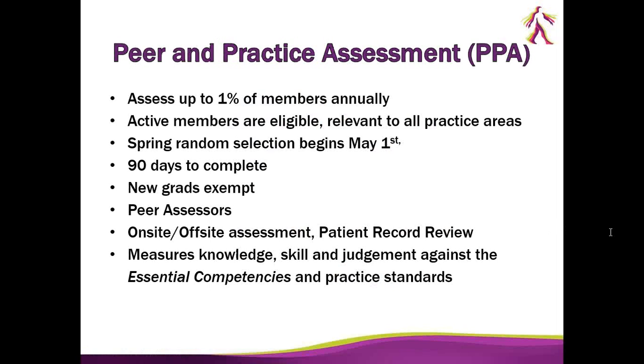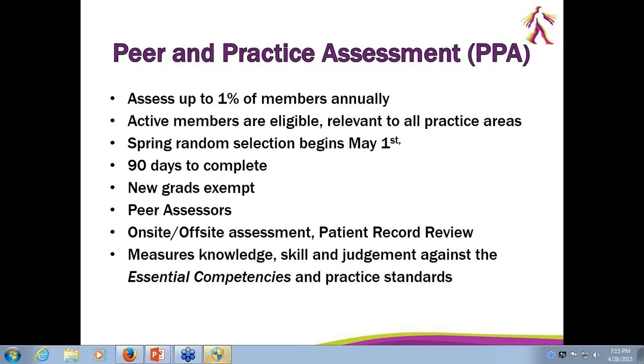Each year, up to 1% of the membership will be randomly selected to undergo an assessment. So we'll have 2 random selection periods, one in the spring and one in the fall, and the spring period will begin May 1st. Members will have 3 months to complete the peer and practice assessment.